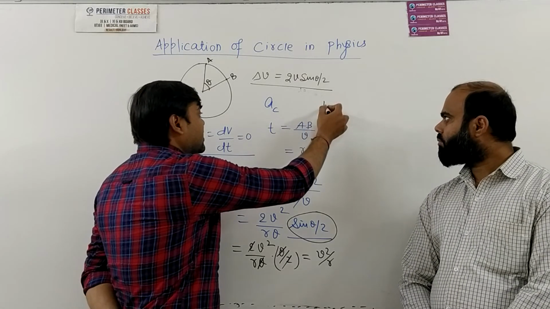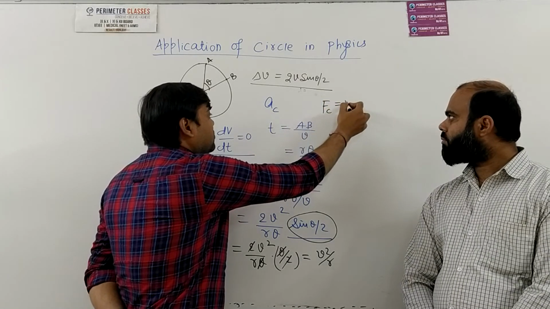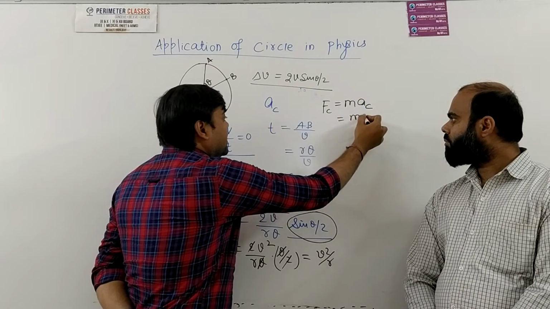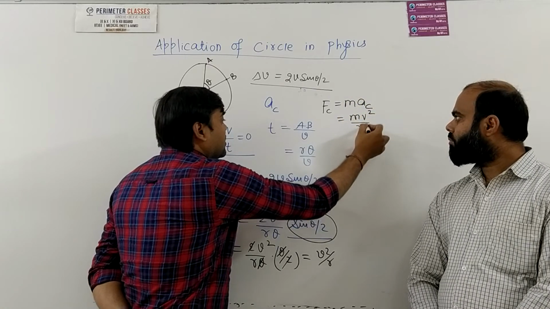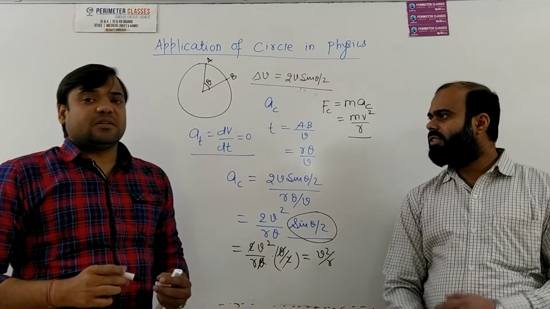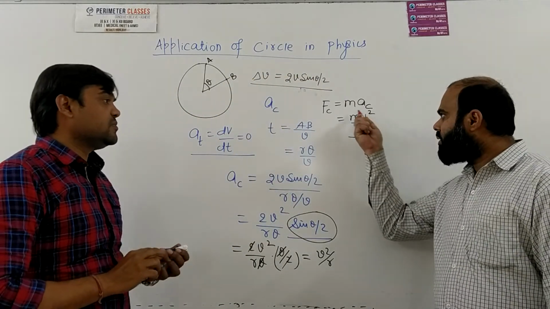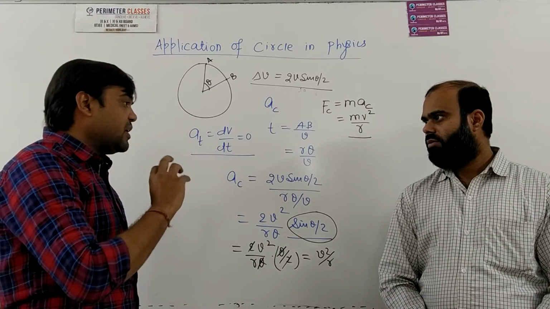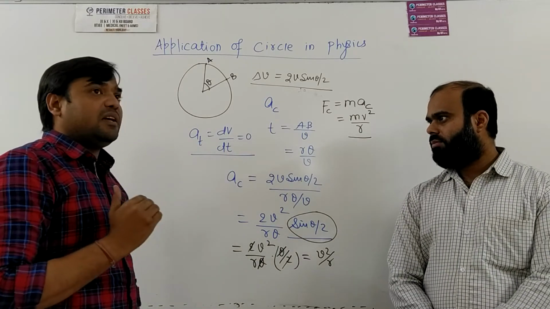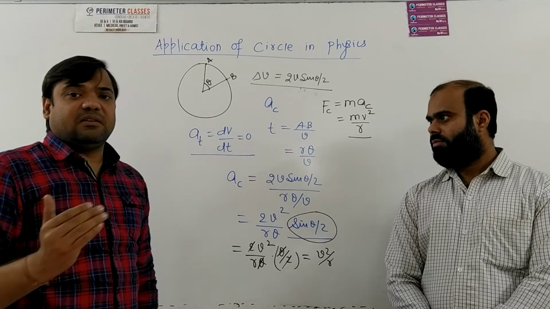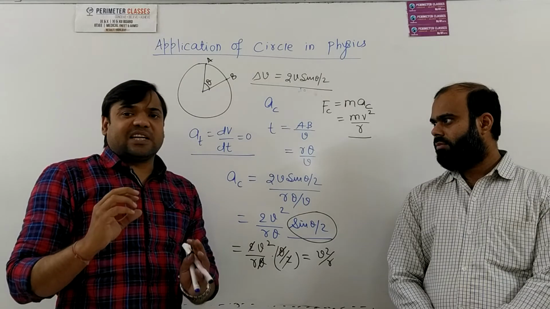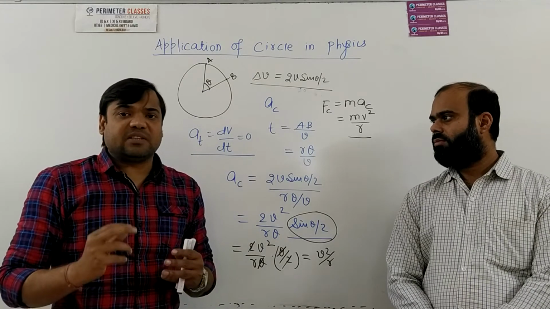Centripetal force. What is centripetal force? Centripetal force is mass into centripetal acceleration. So it is simply m into v square upon r. This is a term which we generally see in physics. Centripetal is a very common term whenever a particle is moving along a circle, like when we are moving in a vehicle and take a turn, we generally experience a jerk in our body. What is that jerk?